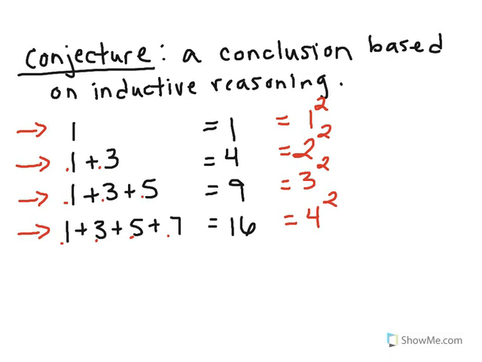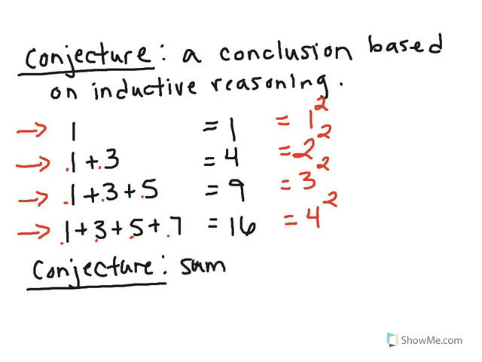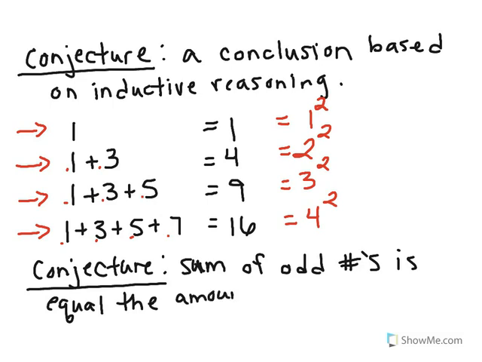So the pattern here, my conjecture that I see, is that the sum of odd numbers is equal to the amount of odd numbers I have squared.